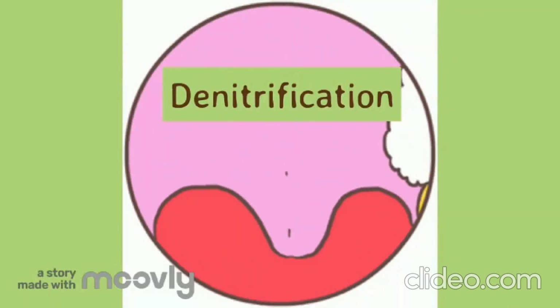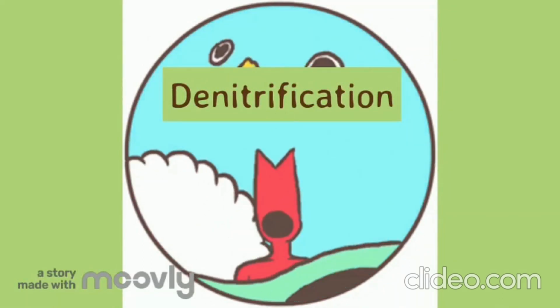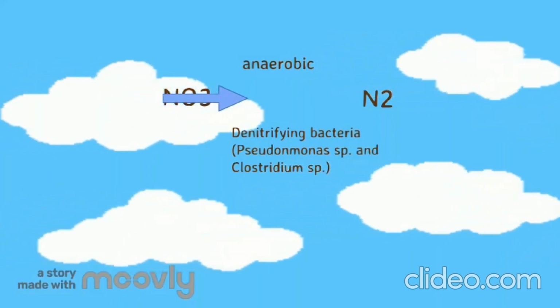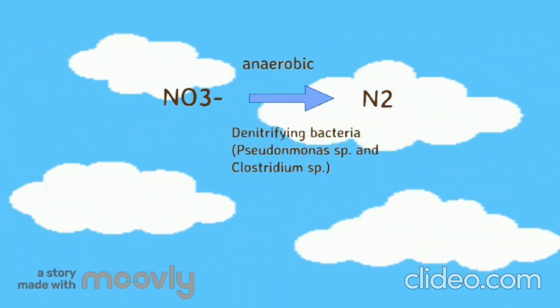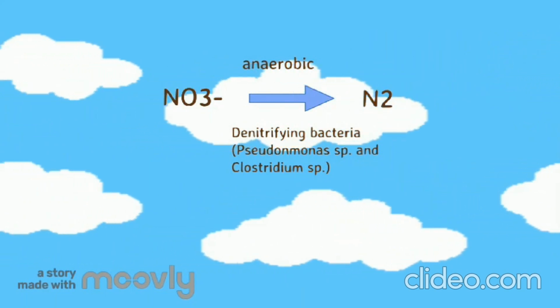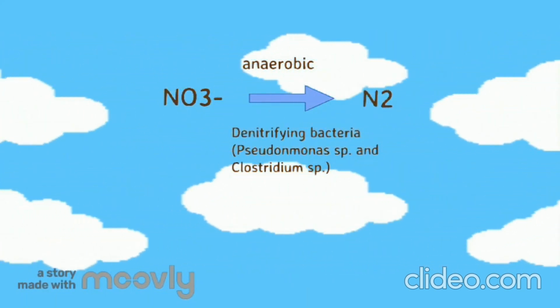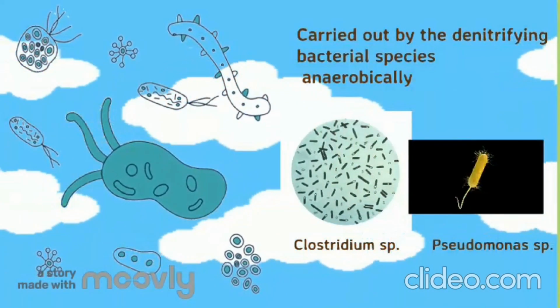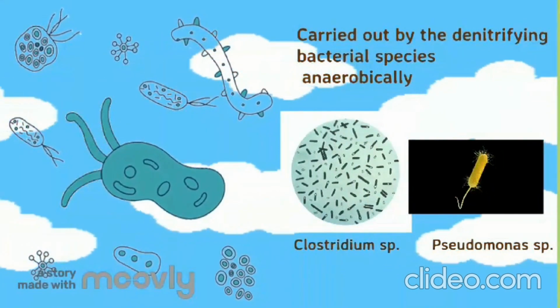Now, moving on to the last step in the nitrogen cycle, denitrification. In this fifth stage of the nitrogen cycle, nitrogen compounds make their way back into the atmosphere by converting nitrate into gaseous nitrogen. This process occurs in the absence of oxygen.